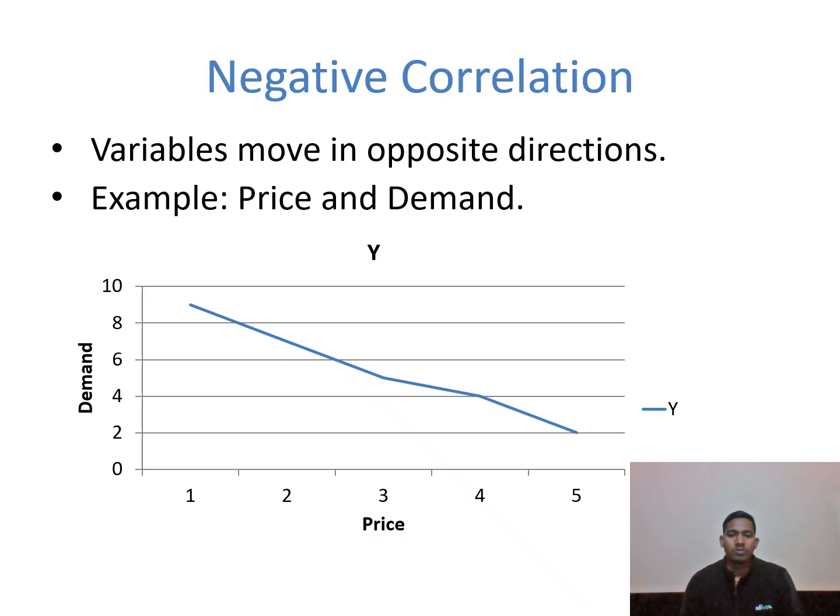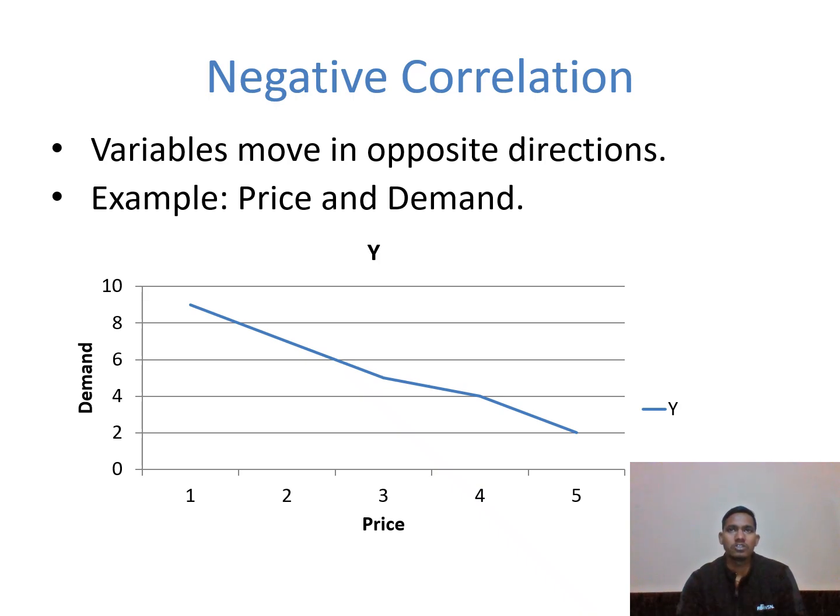Next is negative correlation. In negative correlation, variables move in opposite directions. When one variable increases, the other decreases. A classic example is price and demand. As in the graph, we can see that as the price increases, demand decreases.